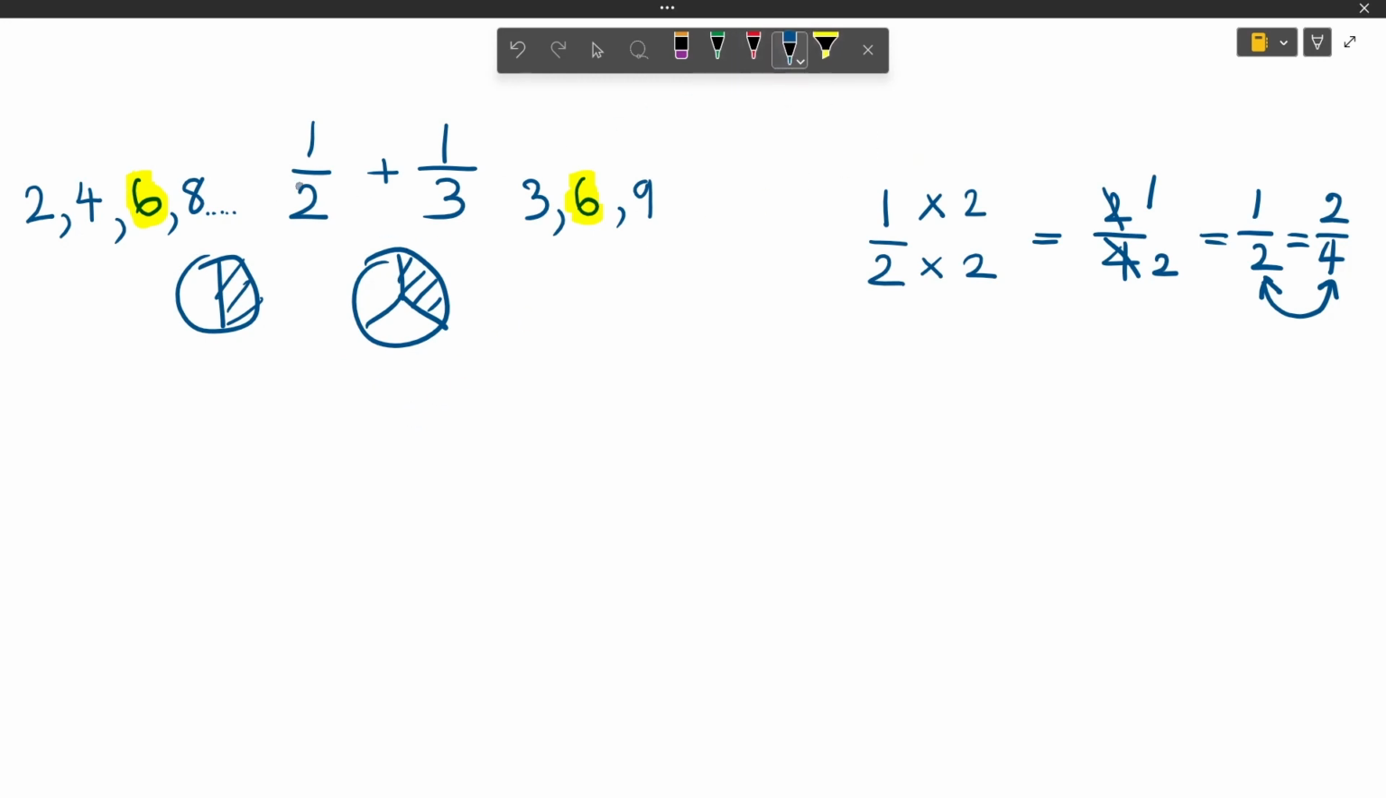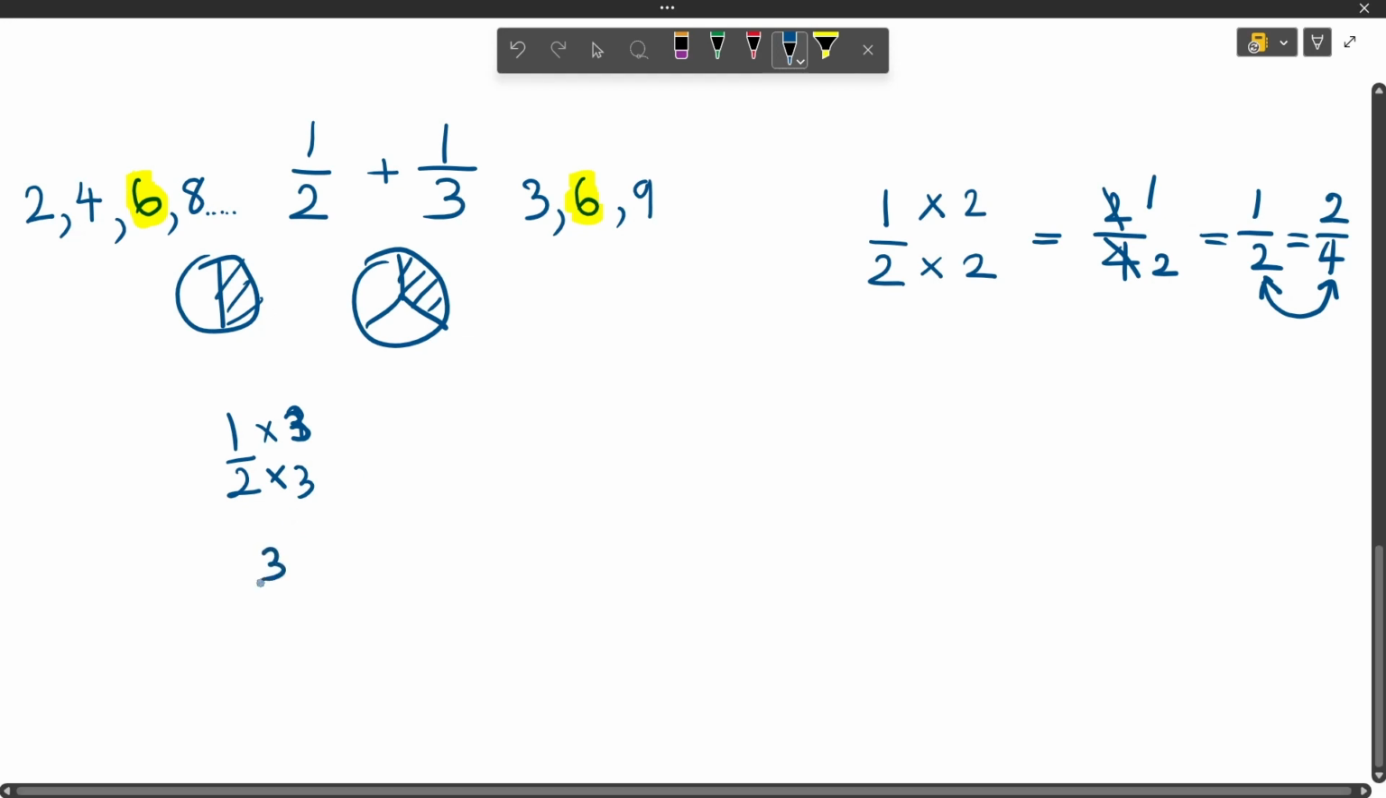How do we make 2 into 6? Oh, we can multiply 1 over 2, both parts, by 3. Then we have 3 over 6. Now the denominator is 6.